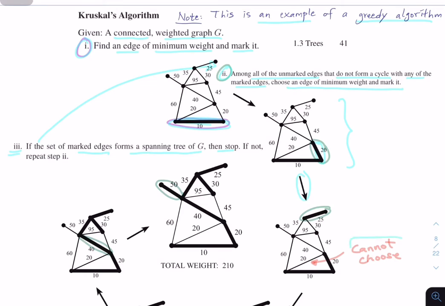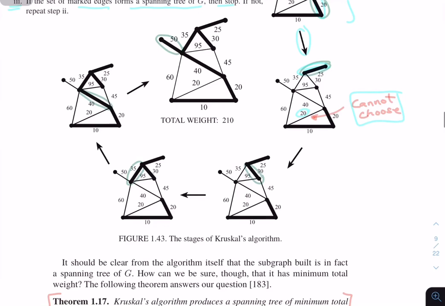So I cannot choose this edge with weight 20 because then I would have a cycle. So I look at all of the other unmarked edges, and the smallest weight is 25, so I mark this edge. And looking at the other unmarked edges that I'm allowed to choose, the one with weight 30 is my next marked edge because here 30 is the smallest value. And for the next step, I see 35 is the smallest value, so I choose this edge. And in the next step, I see that 40 is the smallest value, so I choose to mark this edge.